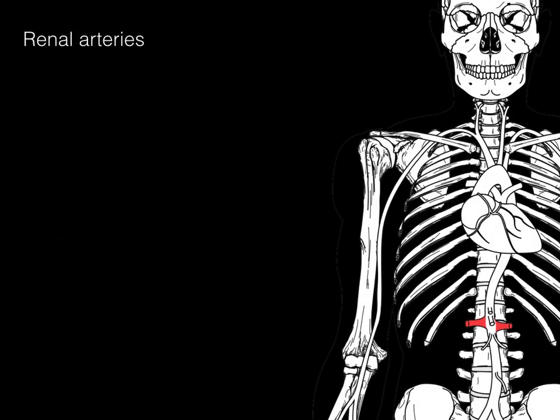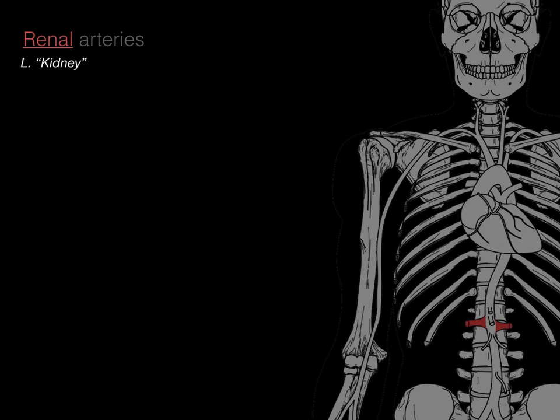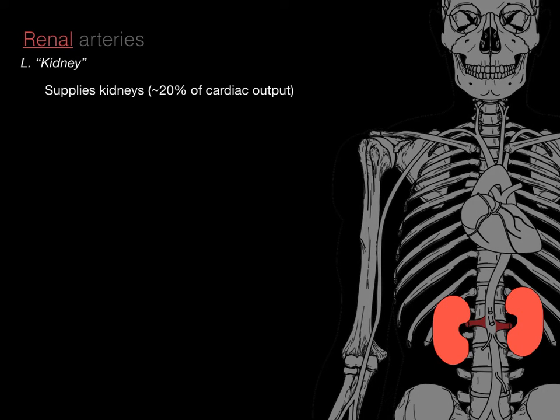The first branches we'll talk about are the renal arteries. Renal is Latin for kidney. There we have our kidneys, and the renal arteries supply the kidneys, and about 20% of cardiac output goes into the renal arteries to supply the kidney. So quite a bit of blood goes to these very important homeostatic organs.